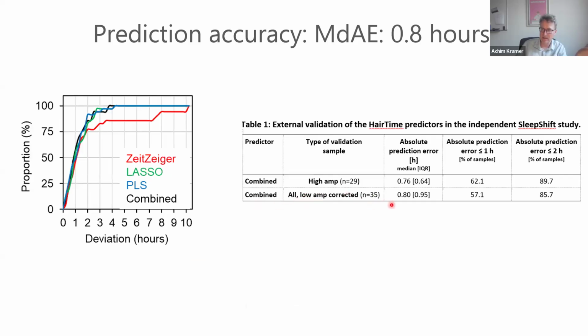When we do that, our absolute prediction error is now 0.8 hours, which is almost as good as our blood test and in the range of how good the DLMO is, because we shouldn't even call it error. It means basically the difference between this test, the hair test, and the melatonin test. Since the melatonin test also has errors, it's unclear.